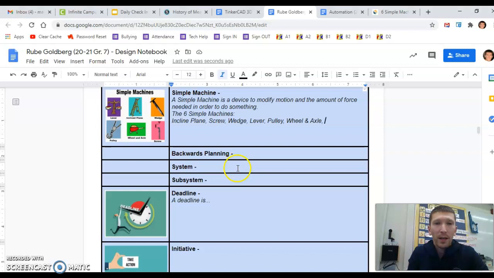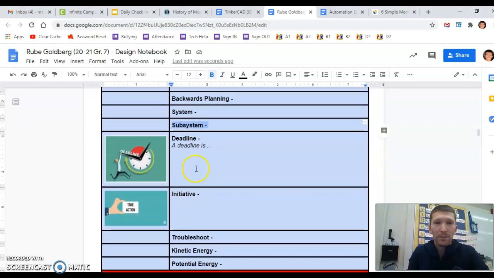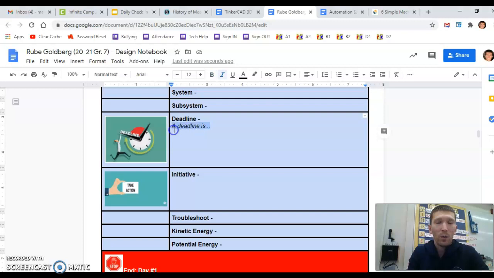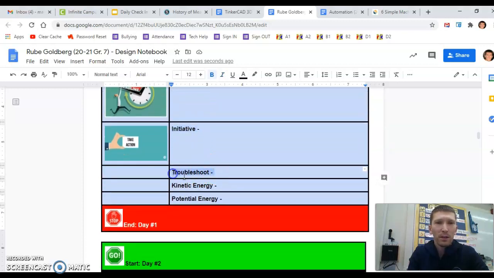And again, just look through Google, take your time. Backwards planning, what is a system? What is a subsystem? Deadline, we are going to have a deadline of when things need to be complete. So what does that mean? Initiative, troubleshoot, kinetic energy, and potential energy.